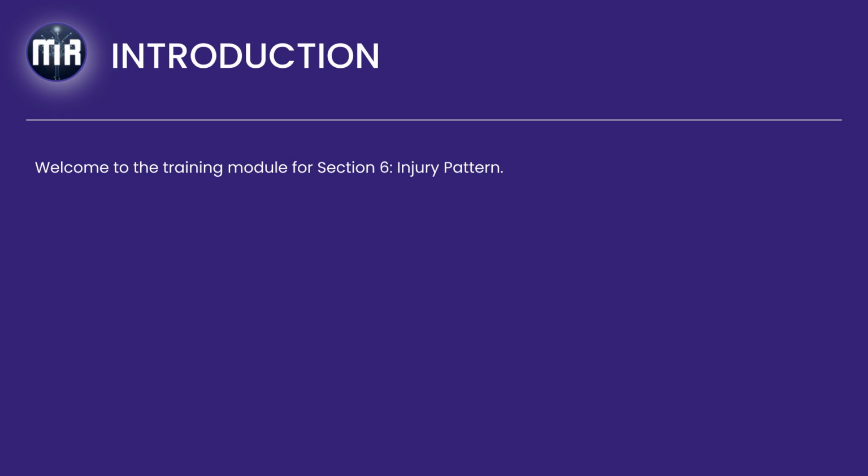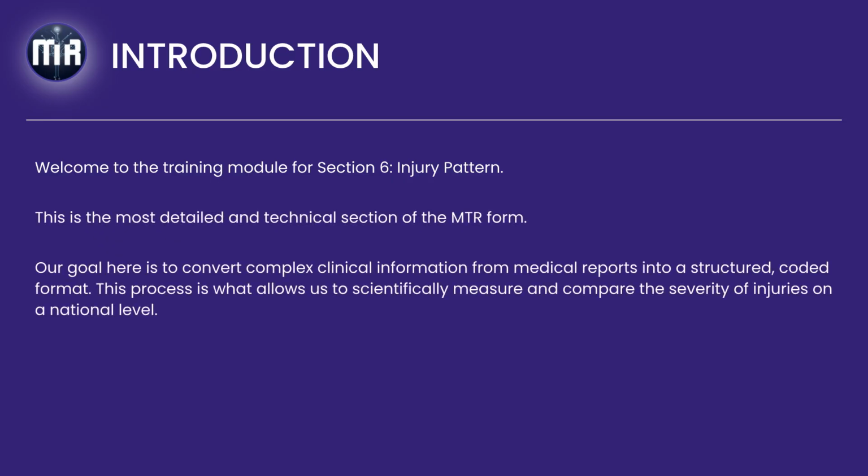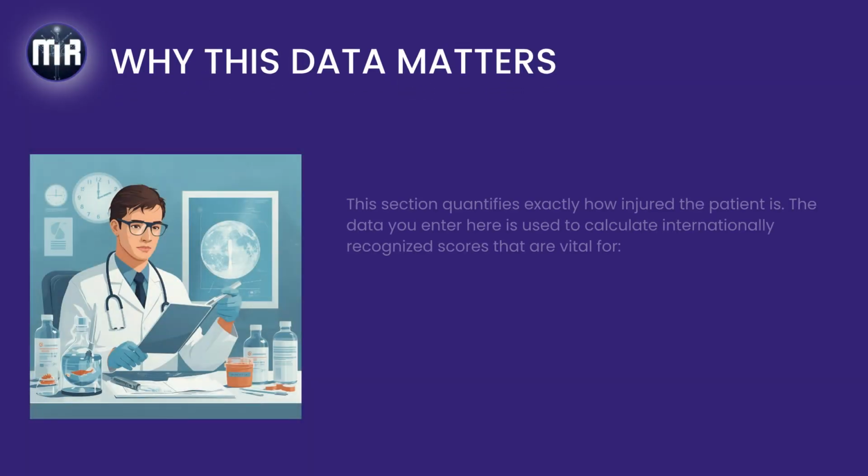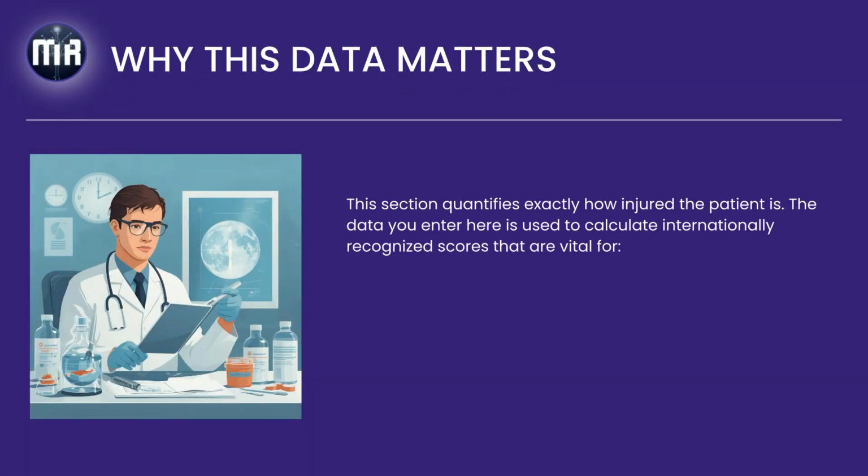Welcome to the training module for Section 6, Injury Pattern. This is the most detailed and technical section of the MTR form. Our goal here is to convert complex clinical information from medical reports into a structured, coded format. This process of standardization is what allows us to scientifically measure and compare the severity of injuries on a national level. This lesson is divided into two main parts. First, we will cover entering the narrative summaries from reports, and second, we will focus on building the coded injury list. This section is designed to quantify exactly how injured the patient is.